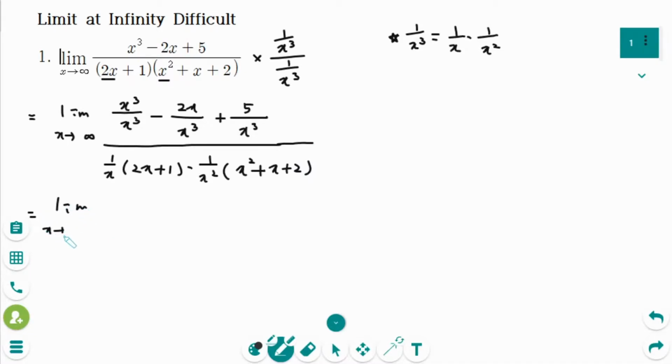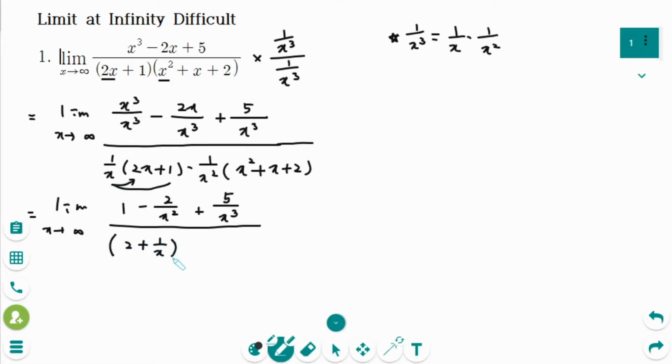And then we can expand and then simplify first. This one is 1 minus 2 over x squared plus this one is 5 over x cubed, and this one expanded is 2 plus 1 over x times, and this one equals 1 plus 1 over x plus this one is 2 over x squared, like this.